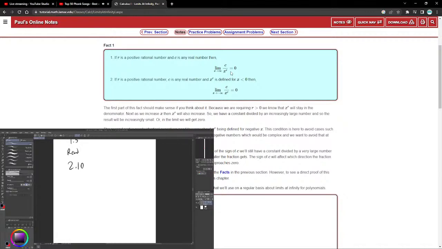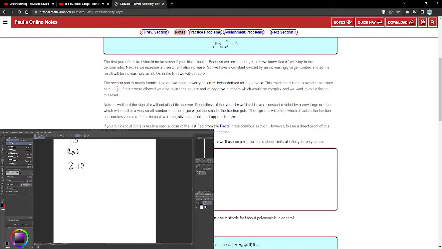The first part of this fact should make sense if you think about it, requiring that r is greater than 0. We know that x to the power of r will stay in the denominator. Next, as we increase x, then x to the power of r will also increase. So we have a constant divided by an increasingly large number, and so the result will be increasingly small, or 0.